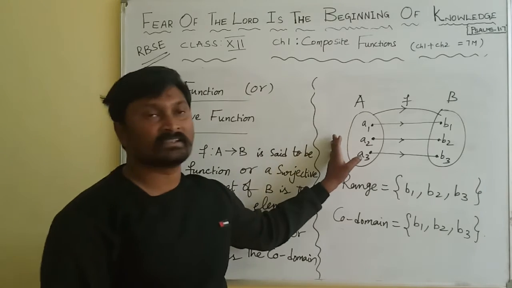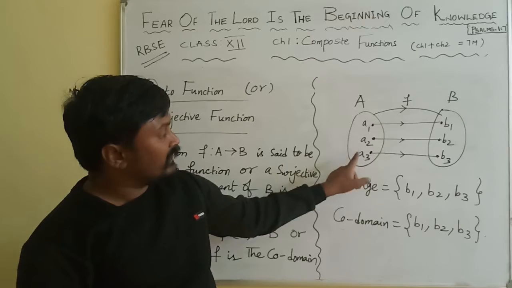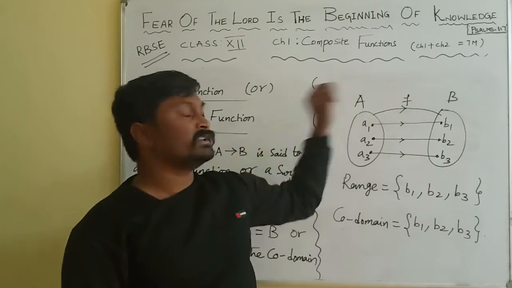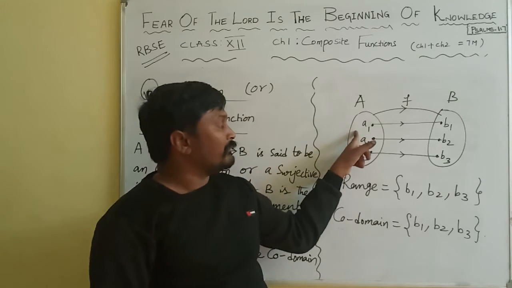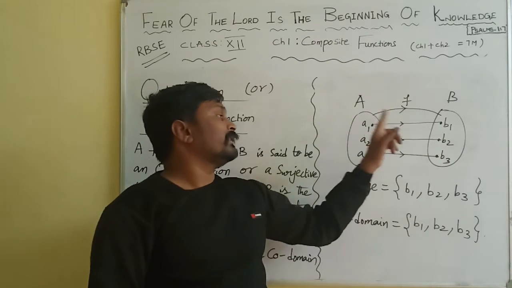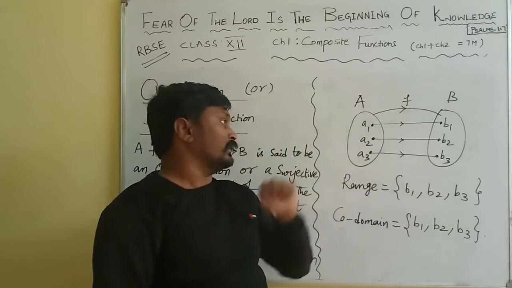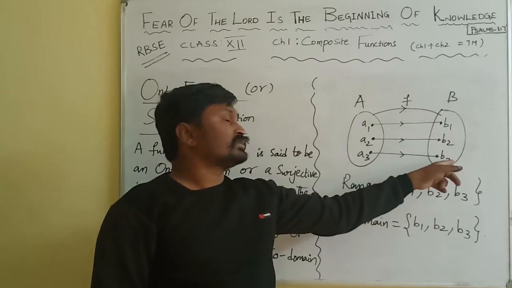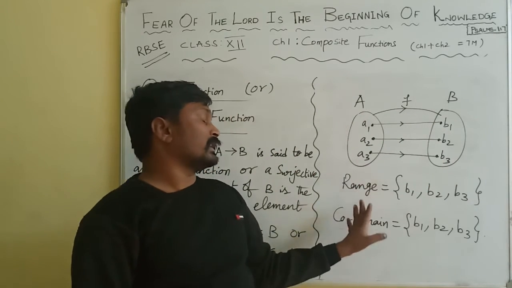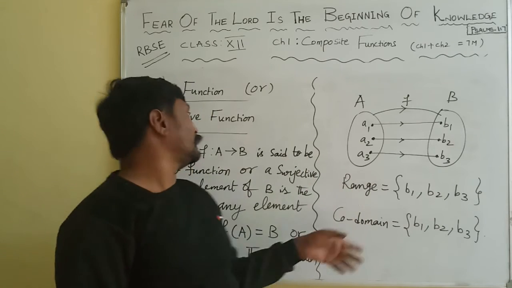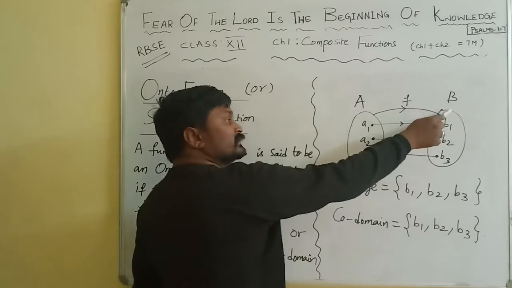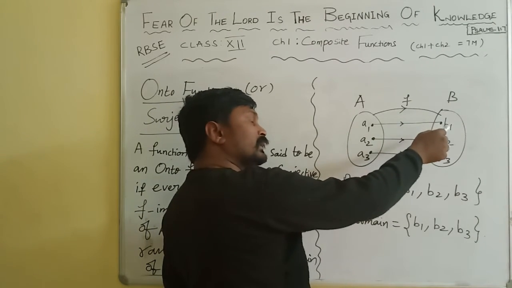Observe here: set A has the elements A1, A2, A3, set B has the elements B1, B2, B3, and the relation is the function f. Now, A1 has a unique relation with B1, A2 with B2, and A3 with B3. Here, every element of B has an element of A linked to it. Another very important point to become a surjective or onto function: the range must be equal to the codomain.